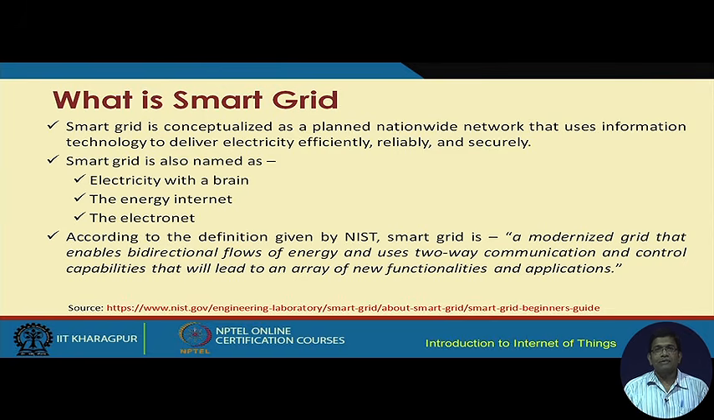NIST, which is an organization based in the US, defines smart grid as a modernized grid that enables bidirectional flow of energy and uses two-way communication and control capabilities that will lead to an array of new functionalities and applications. The overall thing is service. Electricity is a service, right? The end consumers are getting this service in their homes and offices and in the industries and workshops and so on.